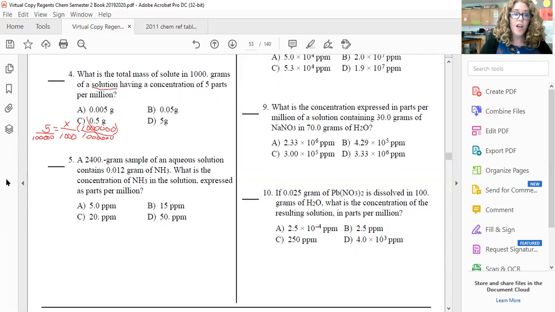So now I can cross multiply because that's what I love to do, right? So I have 1,000,000 X, and now that equals 5 times 1,000. So 5 times 1,000. And now get rid of the 1,000,000. So now I have 5 times 1,000 divided by the 1,000,000. And my answer to number 4 is 0.005.